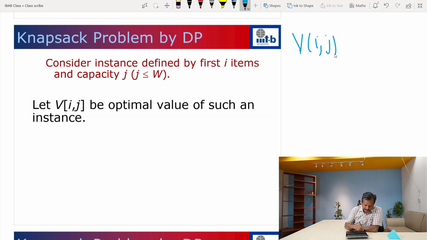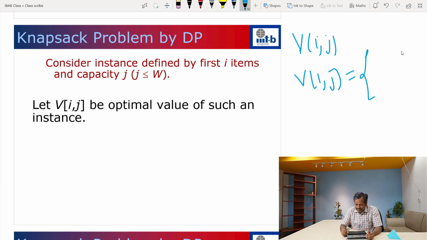It's easy to see what the initialization for this is. If I am just allowed to use only the first item, that is v of 1 comma j. If I am given a knapsack of size j and I am allowed to use only the first item, then there are two cases. If the size of the knapsack that is given to me is greater than or equal to the weight of the first item, that is j is greater than or equal to W1, in that case I can make a profit of V1.